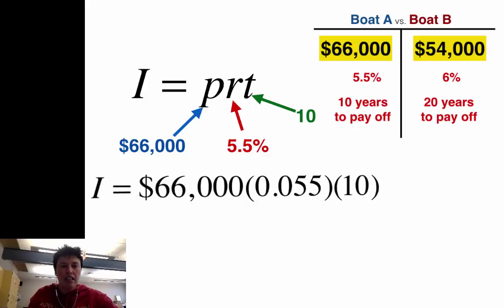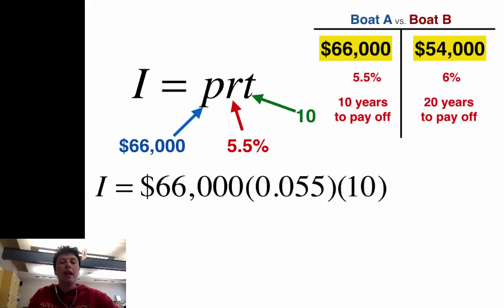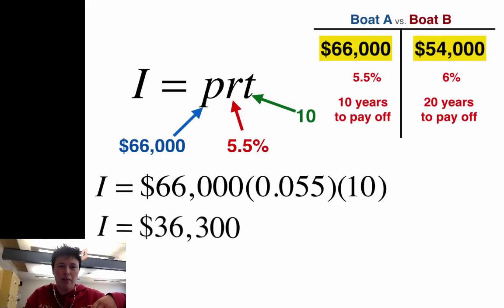And if I do my math here, that's $66,000 times 0.055 times 10. So we've got to multiply all that out. Will you grab a calculator right now and try that? Because that's a lot of numbers right there. $66,000 times 0.055 times 10. Take a moment, type that in. Okay, what are you getting? Are you getting a number? This is what I'm getting. You can double check my math. I got $36,300. So you're going to be paying the bank an extra $36,300. Wow, okay.